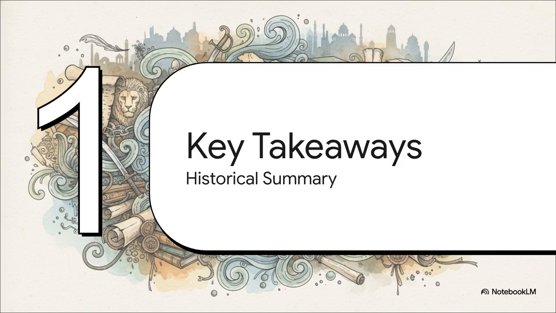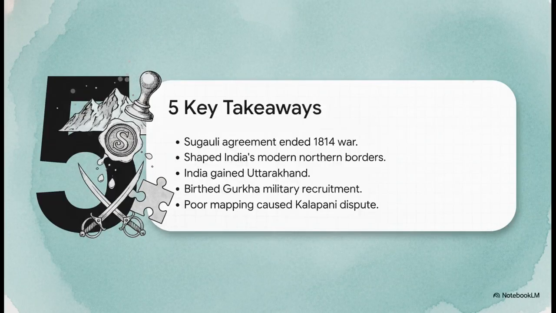Let's wrap this all up in Section 6, 5 key historical takeaways. If you remember nothing else, keep these 5 points in mind, because decisions made over 2 centuries ago are still living and breathing today. 1. The 1816 Sugauli Agreement definitively ended the fierce Anglo-Nepal War. 2. It shaped the very modern northern borders of India.